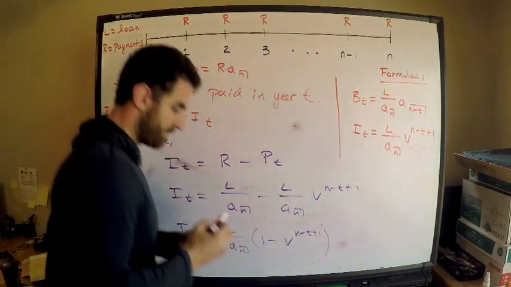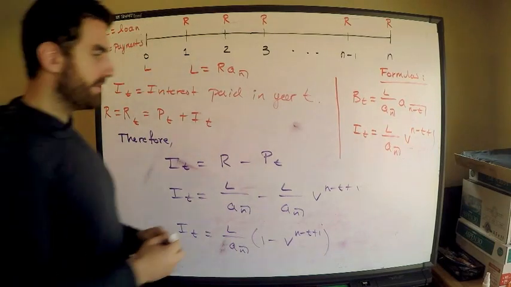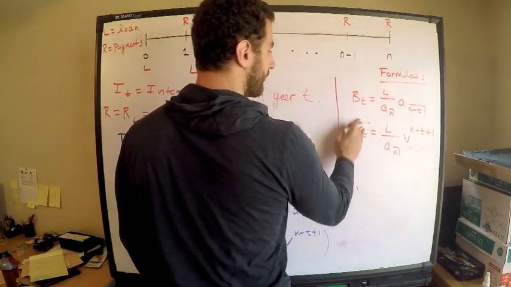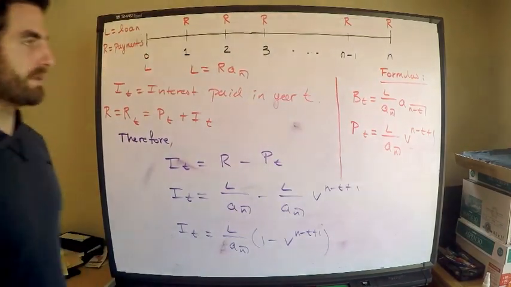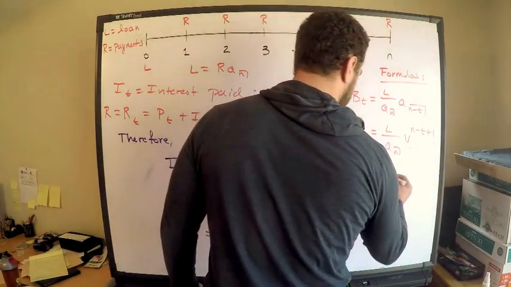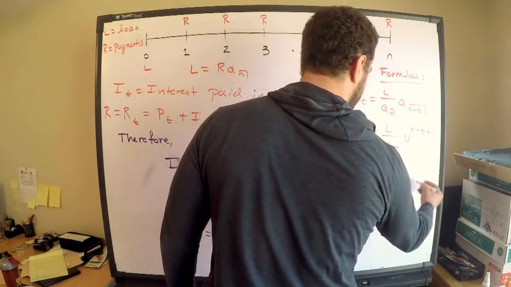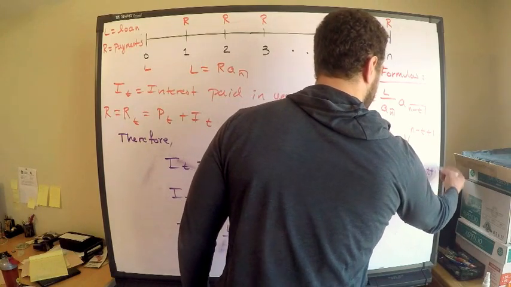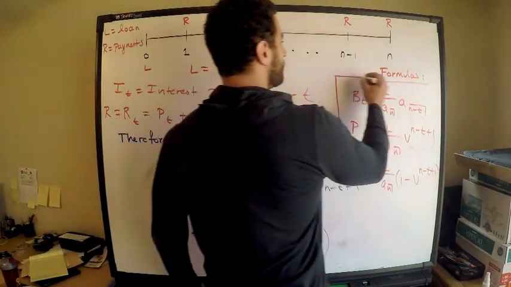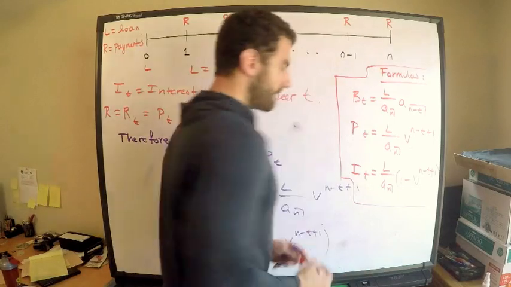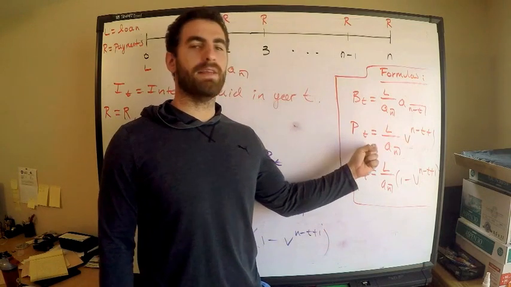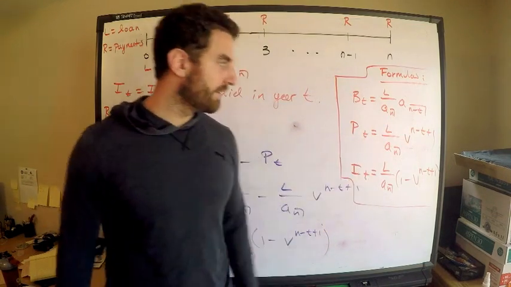These are all prospective formulas, but nonetheless, they are useful. So this is the principal. Sorry about that. The interest is what we just found, and this is equal to the level payment times 1 minus v to the N minus T plus 1. So these are some useful formulas for amortization. You have the balance at the end of year T, you have the principal paid in year T, and you have the interest paid in that year T as well.